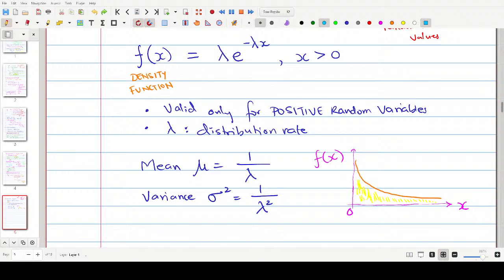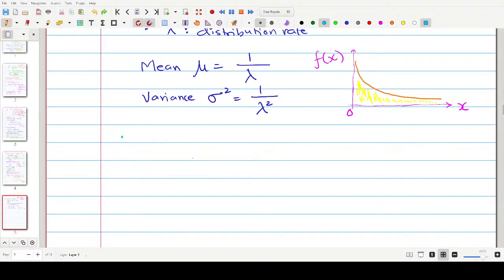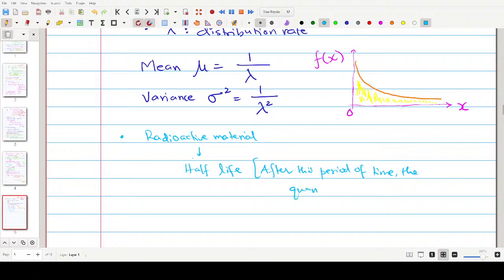Now, this is a very widely used probability distribution. We'll try to write down a few uses of this probability distribution. One of the most common examples is, let's say, there is a radioactive material. This material has a half life. So what is a half life? Half life means that after a certain period of time, the quantity becomes half.